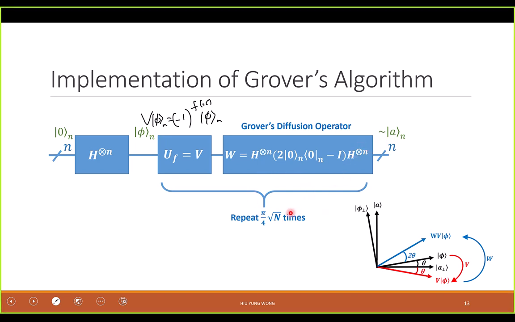And then you repeat. That is the difference between classical and quantum computers. In classical, you need to build a circuit square root N times. But with a quantum computer, you still just need so many qubits, but you apply the laser pulse or microwave pulse square root N times. Then you keep rotating, and eventually the answer is A, most of the component.